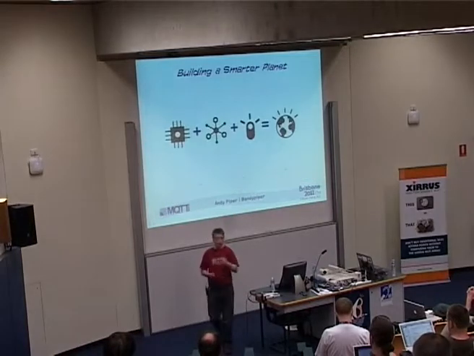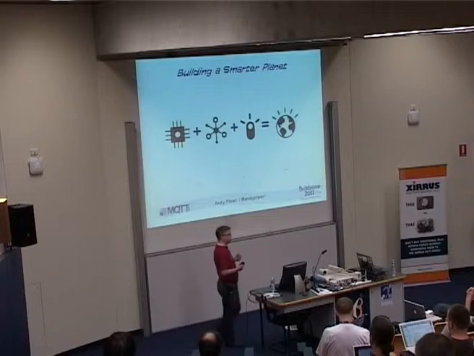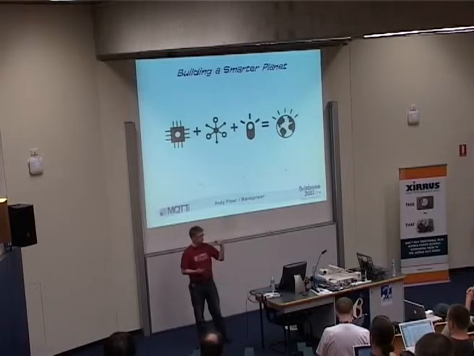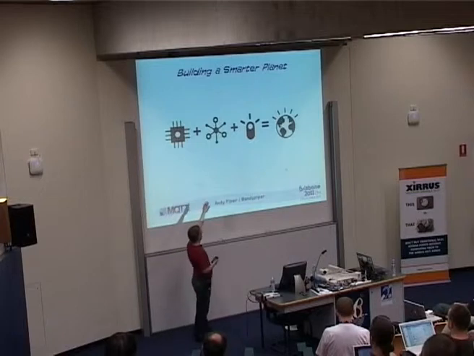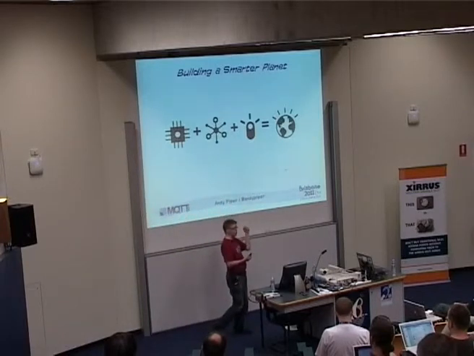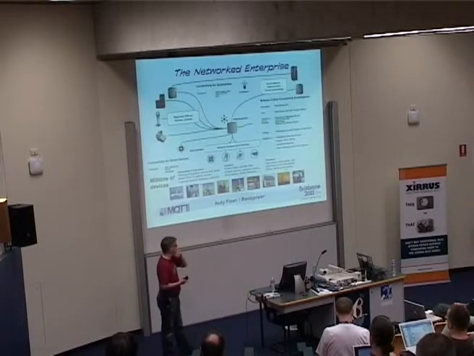So if you've seen any advertising around IBM in the last couple of years, we've been talking about this kind of equation. So this is IBM's idea of a smarter planet. It comes in three I's: instrumented, interconnected, and intelligent. And it all adds up to a happier, brighter, smarter world. Let me put that into some proper context and some technical context for you.